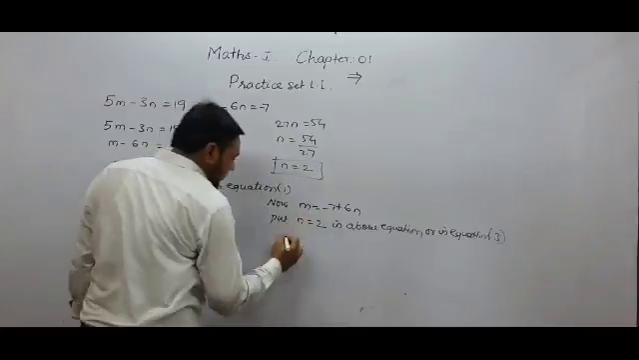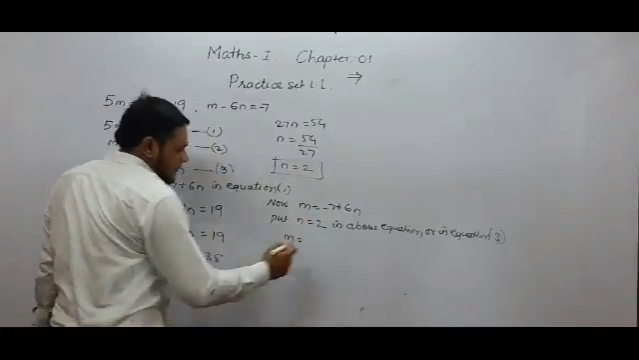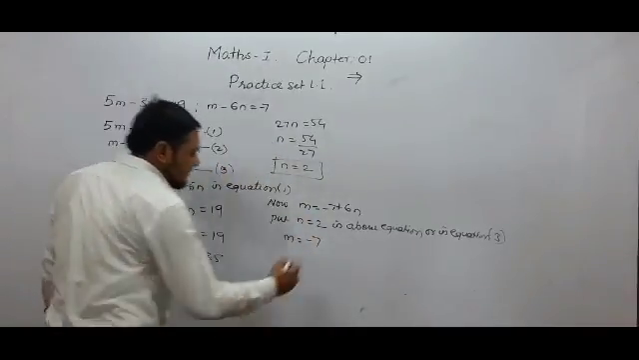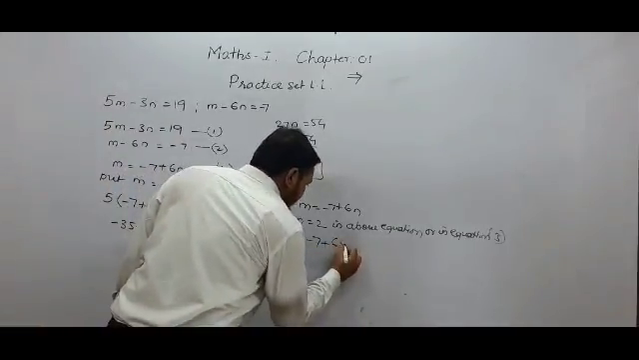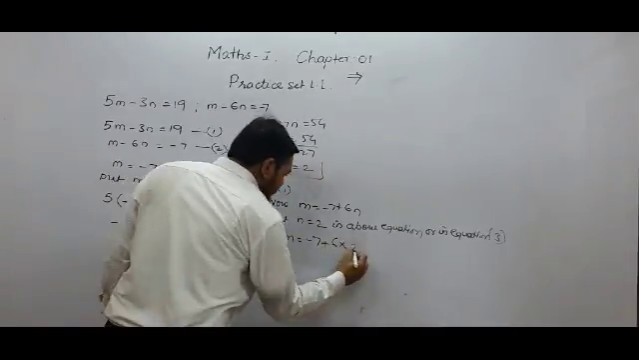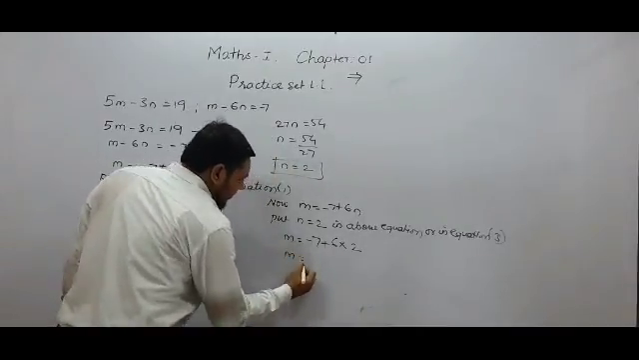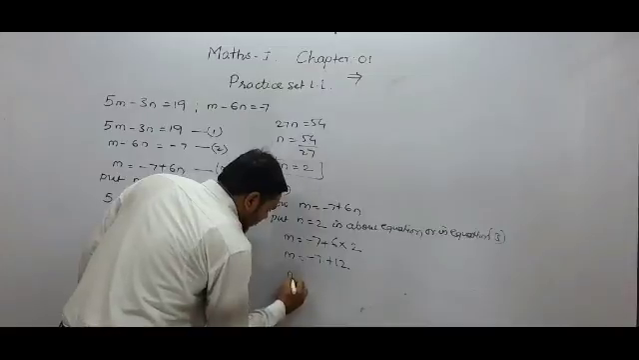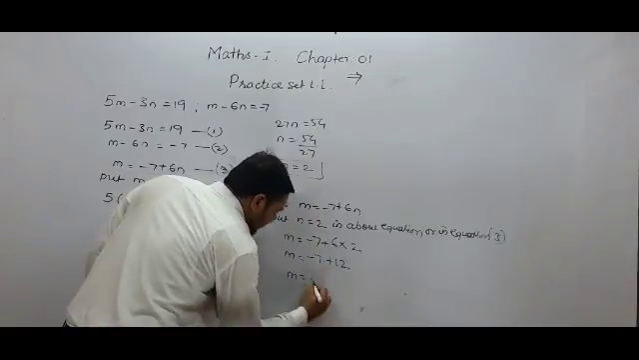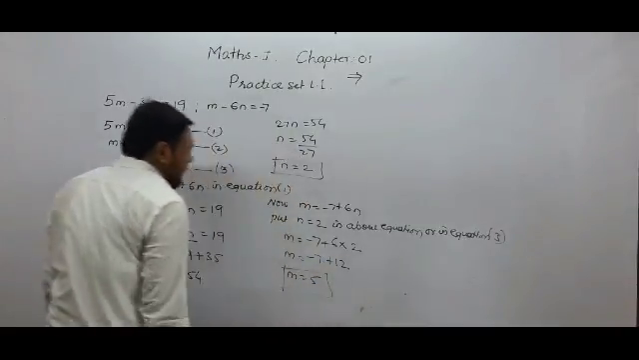So we know that m equal to minus 7 will be as it is plus 6n. So this 6 multiplied by, what is n here, 2, so 6 multiplied by 2, m equal to minus 7 plus 6 twos are 12. So m equal to 12 minus 7, it will be 5. So we got the value of m also.